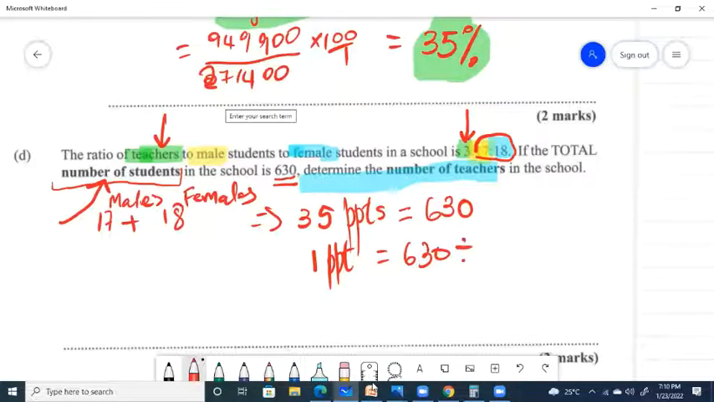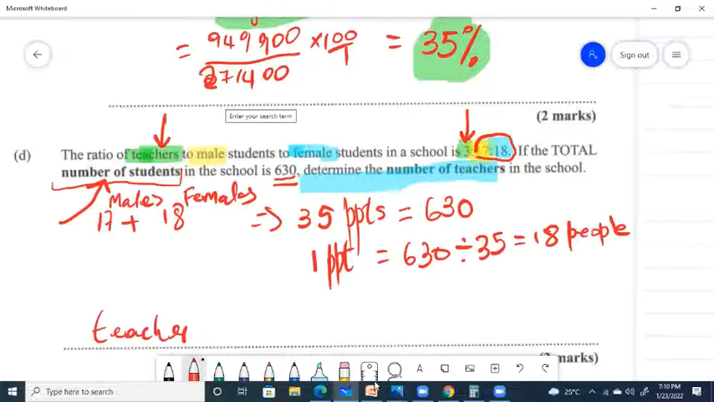But I do know that the teachers were allotted 3 parts. Therefore, if I can find what one proportional part is, one part is going to be 630 divided by 35. So we want to split that up into 35 equal pieces, right? And then we're going to realize that one part is 18. One part is 18 persons, or 18 humans.